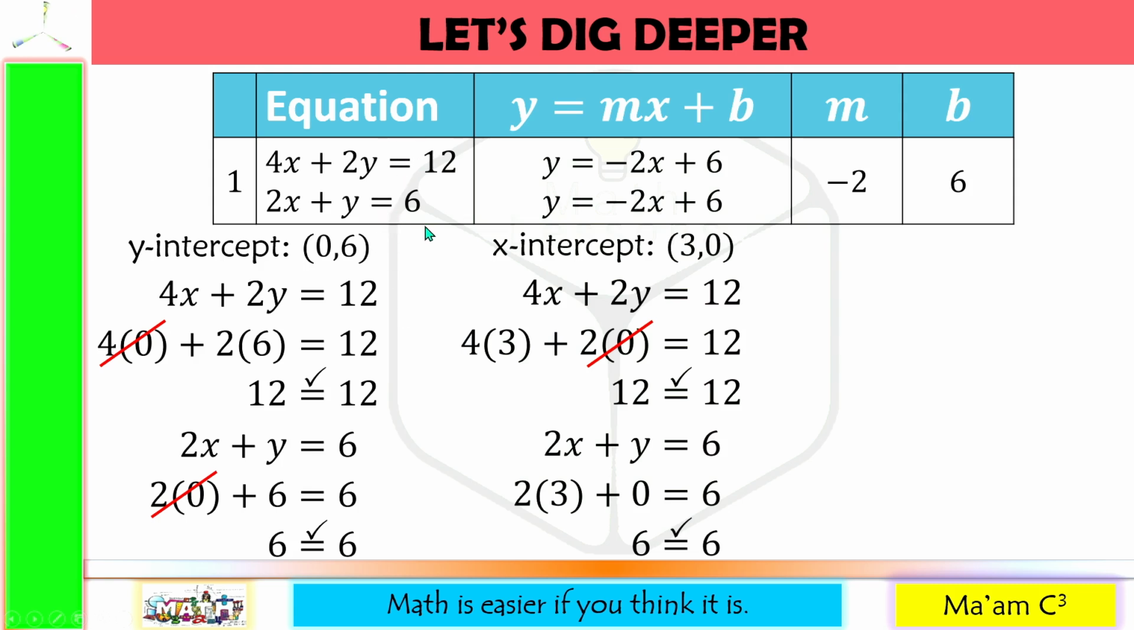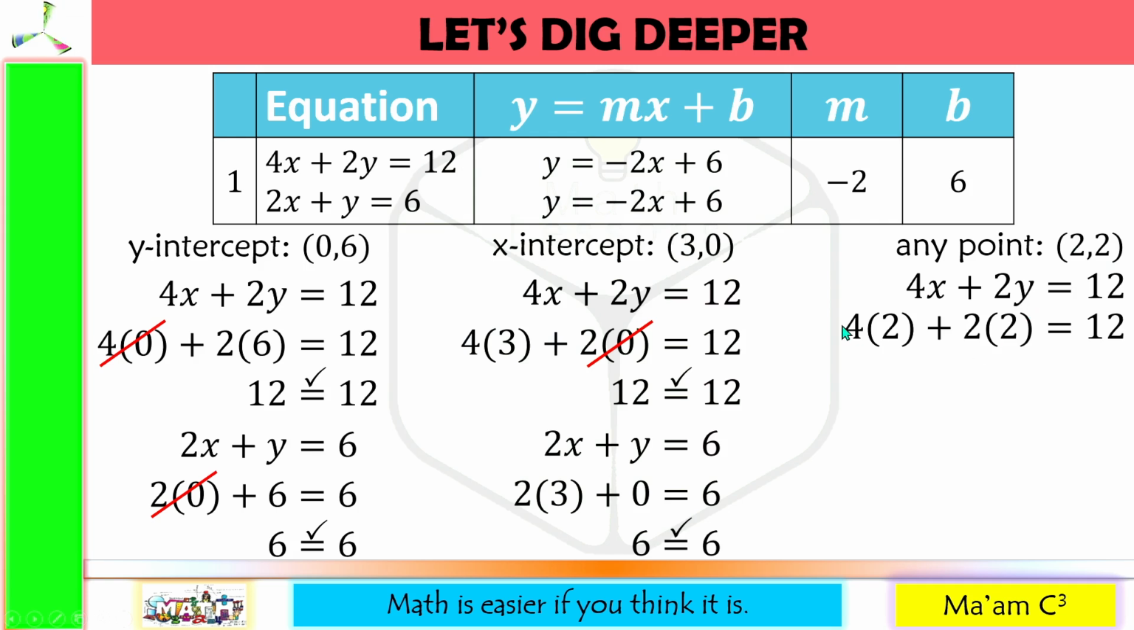Now, let us try another point aside from the intercepts. Let's say (2, 2). Let me substitute (2, 2) to the first equation. 2 for x and 2 for y. 4 times 2 is 8. 2 times 2 is 4. And 8 plus 4 is equal to 12. They are equal.